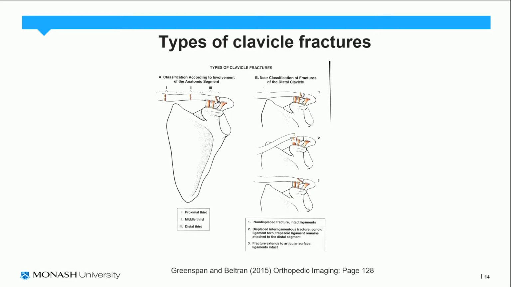Normally, clavicle fractures are classified into 3 types. Type 1 is of the proximal, type 2 is in the middle, and type 3 is of the distal third of the clavicle. However, Neer has an additional classification of fractures of the distal clavicle, where type 1 is a non-displaced fracture and the ligaments are all intact. Type 2 is a displaced fracture where the ligaments are disrupted. And type 3 is a fracture that extends into the articular surface, however the ligaments are intact.